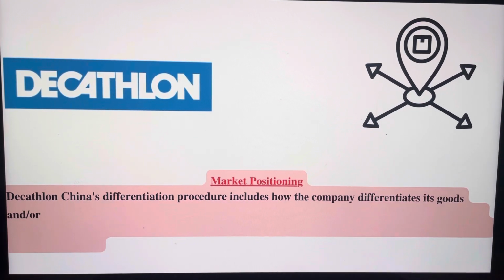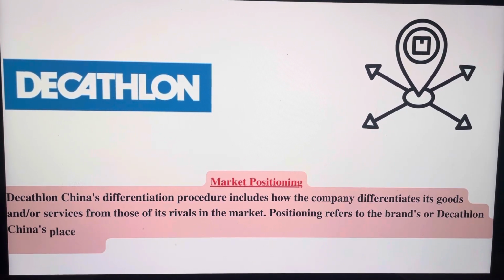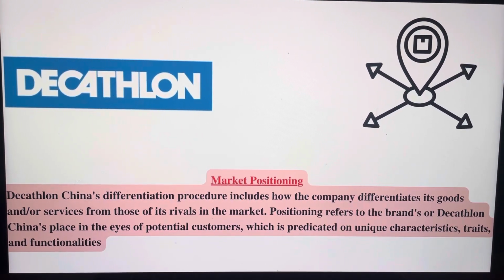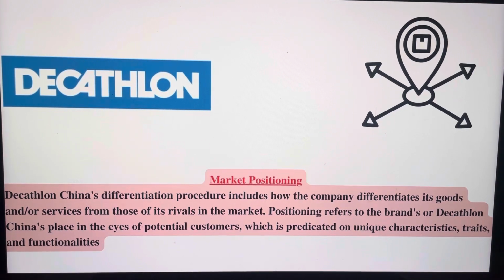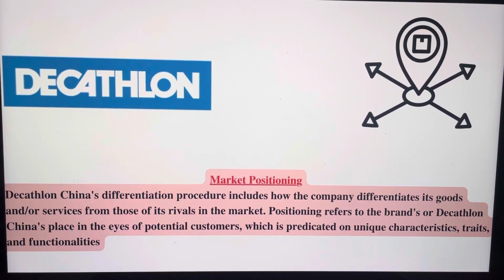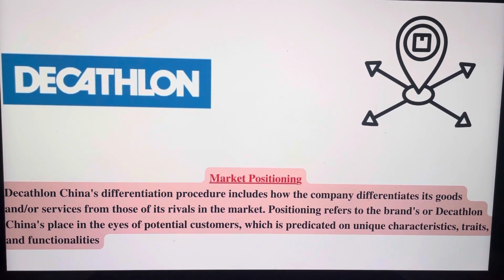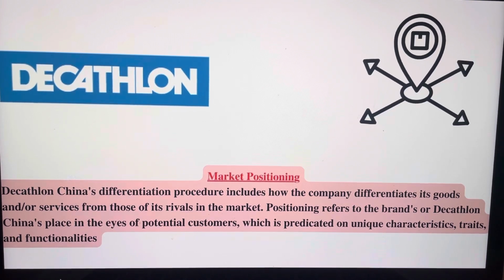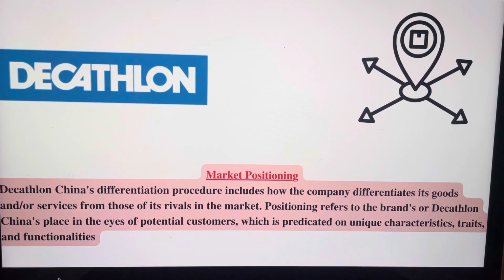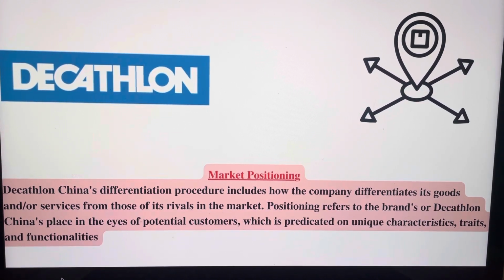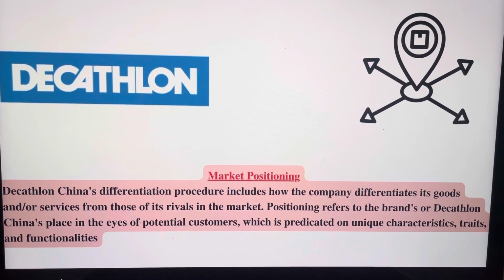The third comes market positioning in STP. Decathlon China's differentiation procedure includes how the company differentiates its goods or services from those of its rivals in the market. Positioning refers to the brand's or Decathlon China's place in the eyes of potential customers, which is predicated on unique characteristics, traits, and functionalities. Establish an edge over its competitors or a distinctive value proposition that will help people remember the brand.